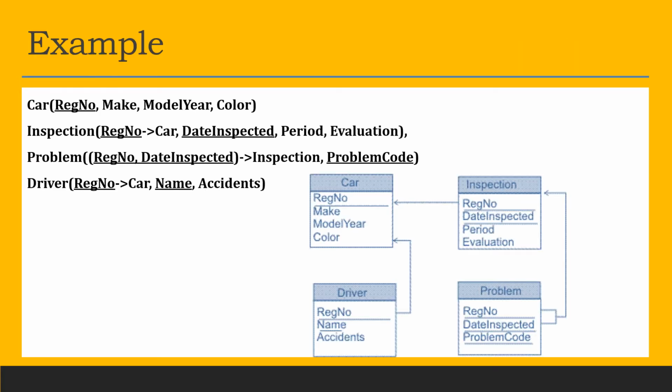Let us look at an example. We are considering a database which consists of four relations: car, inspection, problem, and driver. The primary keys are marked as underlined, and some will also have foreign keys. In the relation inspection, the date inspected and the register number together are taken as the primary key, and the register number is a foreign key from the table car.